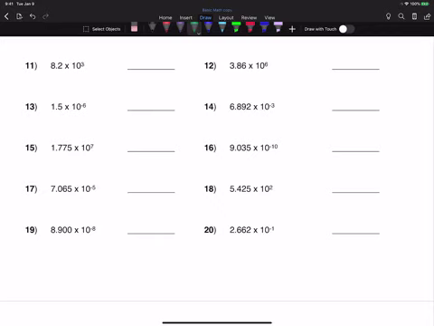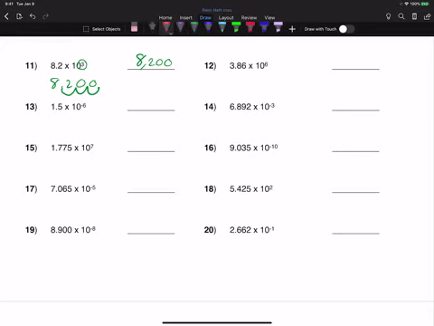So 8.2 times 10 to the third. So we're starting with 8.2, and we're going to move the decimal point 3 places such that we make the number larger because the exponent is again a positive value. So 1, 2, 3 places where it's understood that these missing digits must be zeros. So the original ordinary notation number was 8,200.